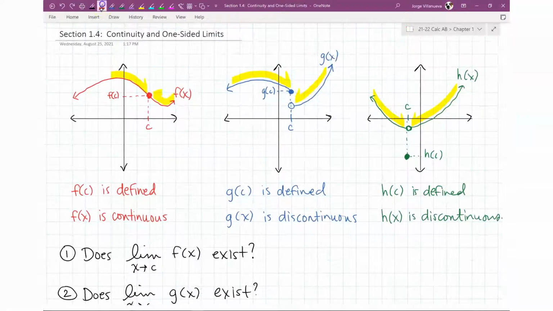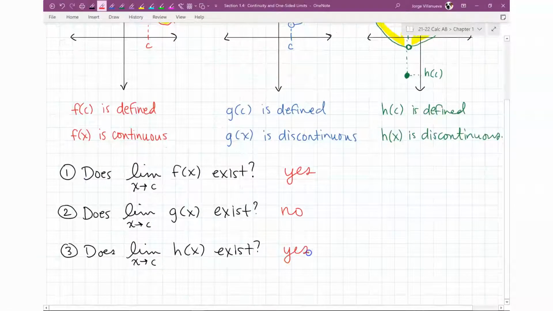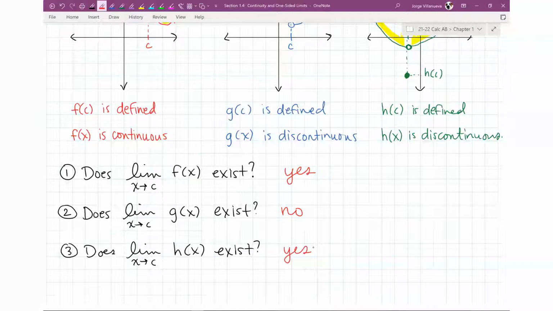So we asked, does f of x exist? Yes, this one does. Does g of x exist? No. H of x, this would be a yes. Okay? So how do we prove whether or not something exists? Well, we got to make sure that it's continuous, right? A lot of times whenever we're trying to show that a function has a derivative or a limit in certain places, we check for continuity. So how can we check for continuity?